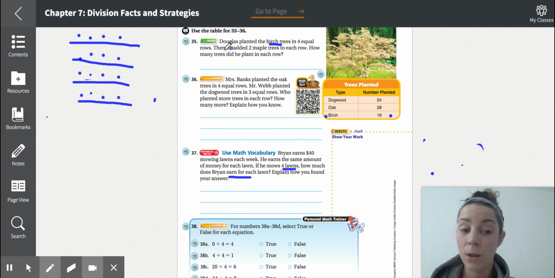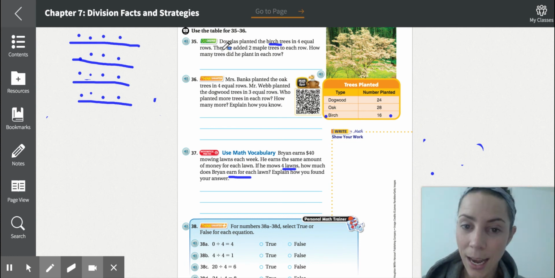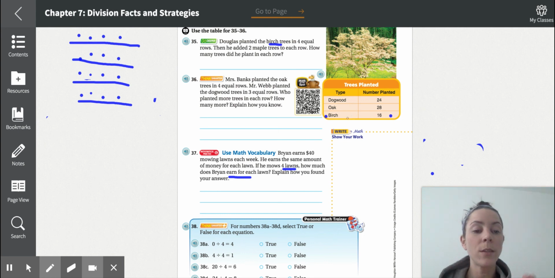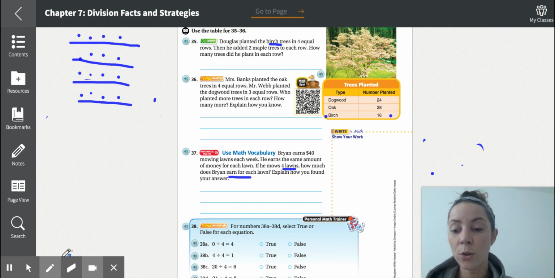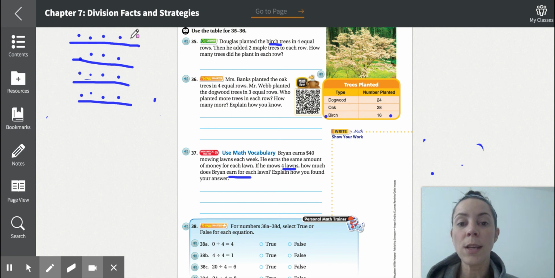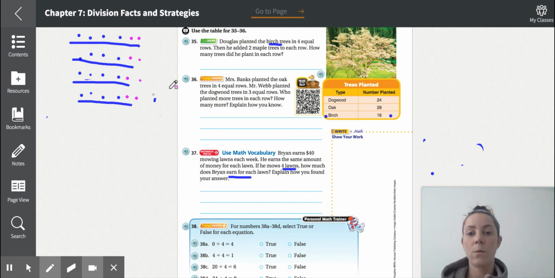But there's another step. It says, then he added 2 maple trees to each row. There's nothing in the chart about maple trees. He's just telling you to pretend now. He's going to go back to the rows and add 2 maple trees to them. I'm going to change the colors just so we can see that this is a new step. So 2 maple trees to each row. So 1, 2 for this row, 1, 2 for this row, 1, 2 for this row, and 1, 2 for this row.